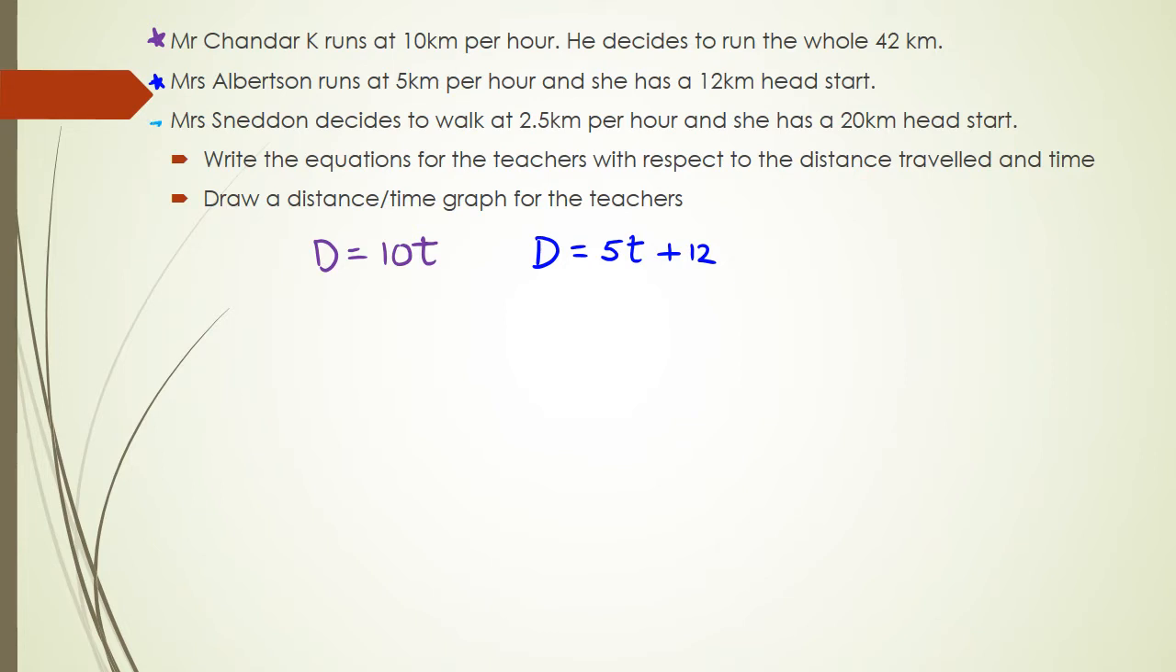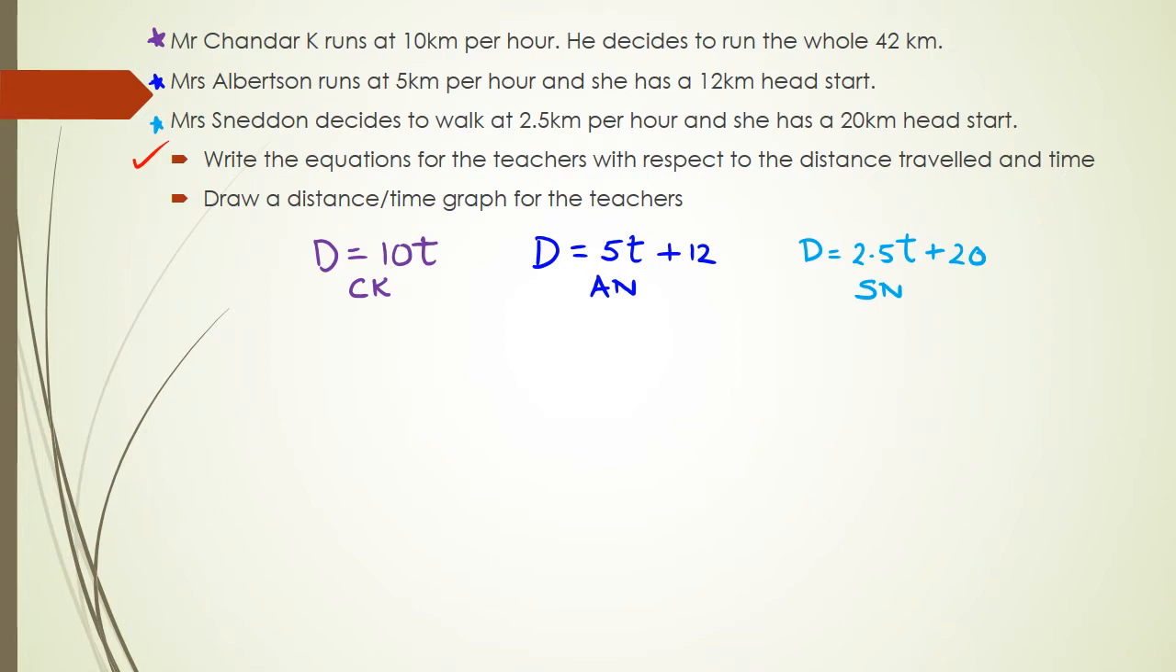And finally, we have Mrs. Sneddon. She decides to walk at 2.5 k's per hour, and she has a 20-kilometer head start. So for her, the equation would be 2.5t plus 20. Okay, now I've actually used the color system here, guys. So for you guys, it would be good if you can actually label your equations as to which equation is for which person. All right, so that is basically our first part. That's the first bullet point done.